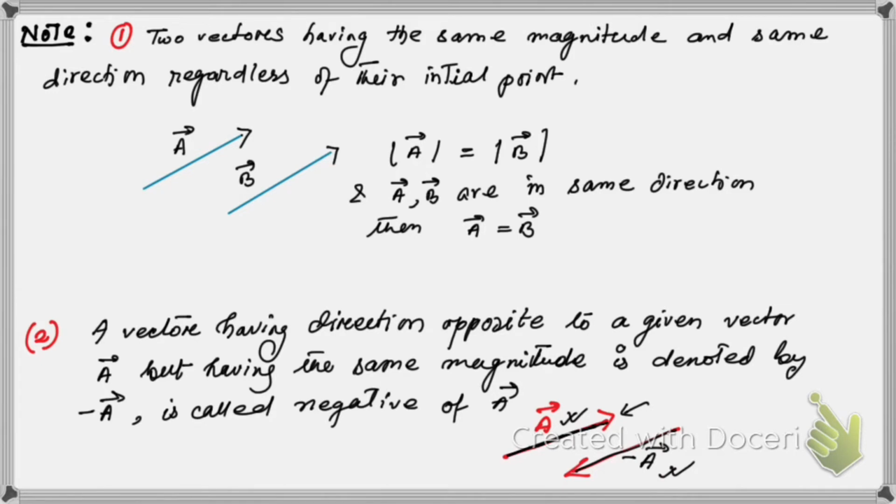So now let us discuss vector addition. Now we have two vectors. Suppose this is vector A and this is vector B. Here you can see this is the initial point of vector A, and this is the terminal point of vector A, and here is the initial point of vector B, and this is the terminal point of vector B.